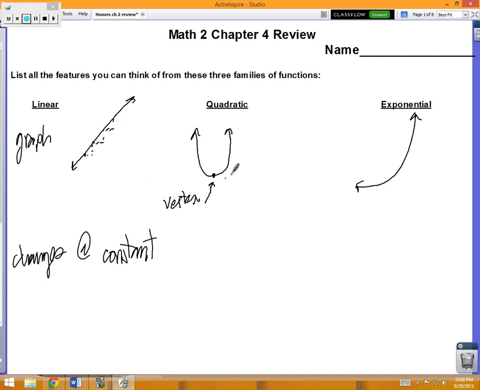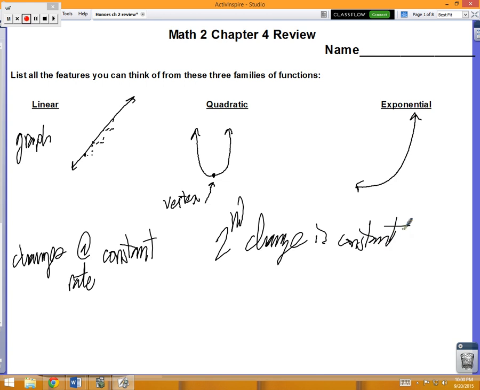It's easy. Quadratic, it's kind of like exponential, and it changes slow, slow, and then it gets fast. So anything with a curve, your change is not constant. Your change is changing. So linear changes at a constant rate. The quadratic, the second change is constant. And then the exponential is changing at an ever increasing rate.